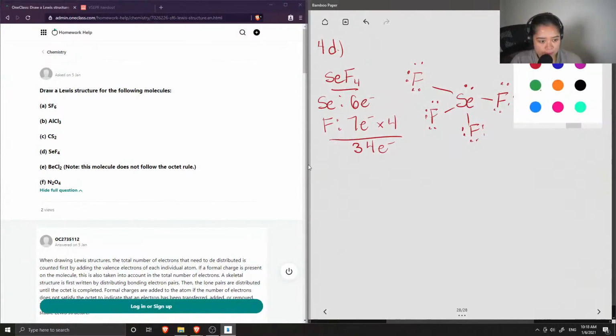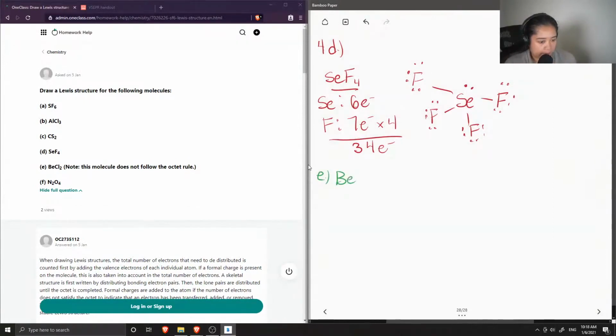Okay, so now let's move on to E. We have beryllium bonded with 2 chlorine atoms. And note this molecule does not follow the octet rule. So this is helpful for us. So beryllium has 2 valence electrons. Each chlorine atom has 7 times 2. So we need 16.